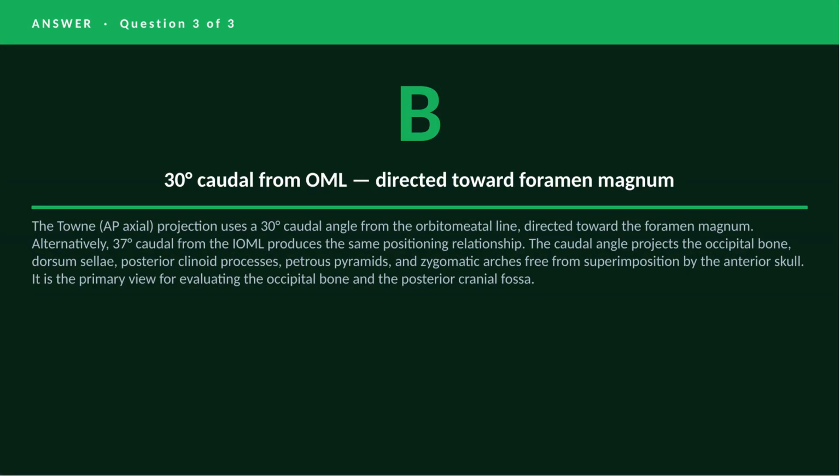The answer is B, 30 degrees caudal from the OML. The Towne AP axial uses a 30-degree caudal angle from the orbitomeatal line, directed toward the foramen magnum. This projects the occipital bone, dorsum sellae, posterior clinoid processes, and petrous pyramids free from anterior skull superimposition. It is the primary view for the occipital bone and posterior cranial fossa.